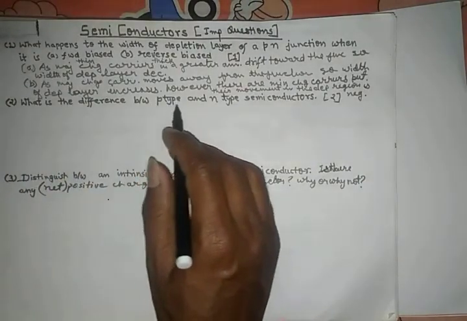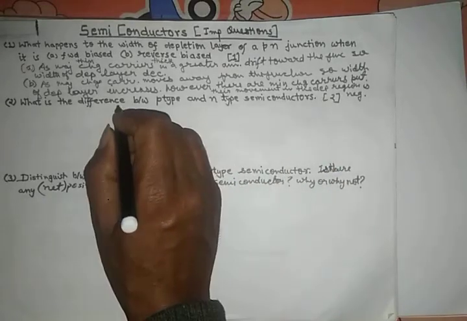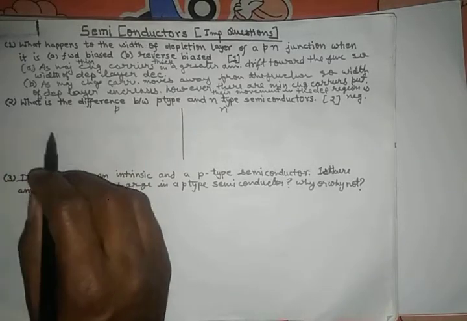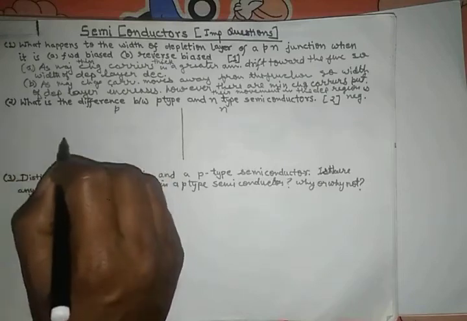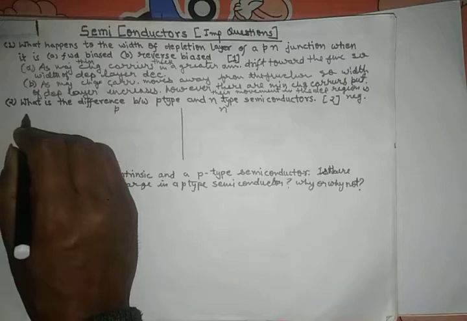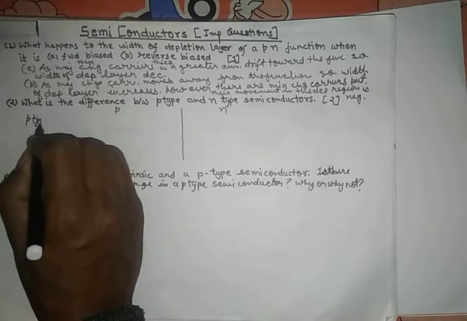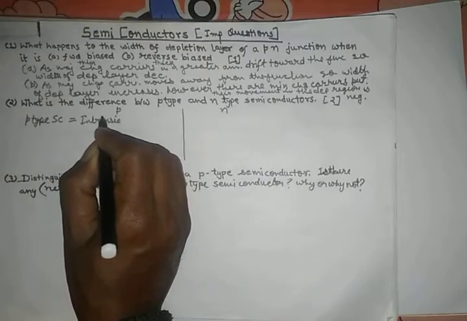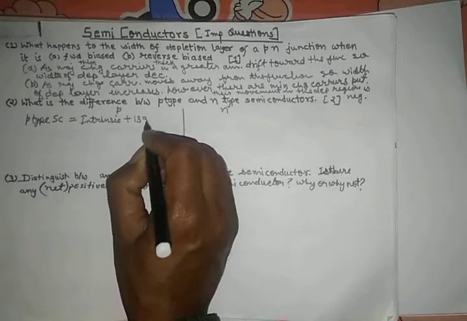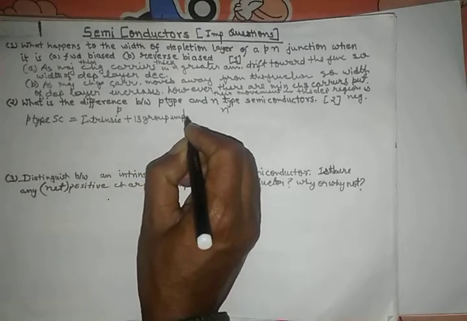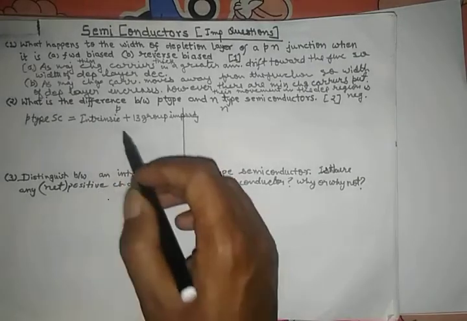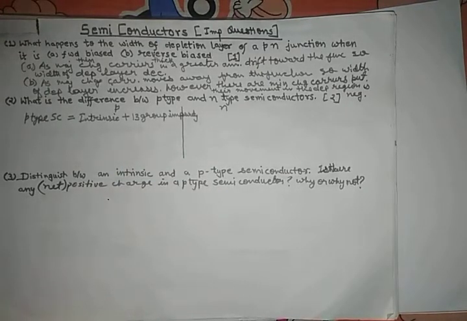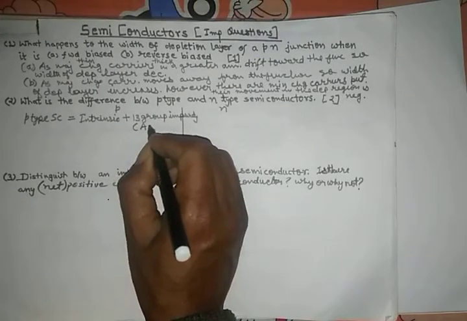Next question, what is the difference between p-type and n-type semiconductors? It is better to do this kind of difference between them. So we can say a p-type semiconductor is obtained by doping an intrinsic semiconductor with a 13 group impurity, also called acceptor impurity.